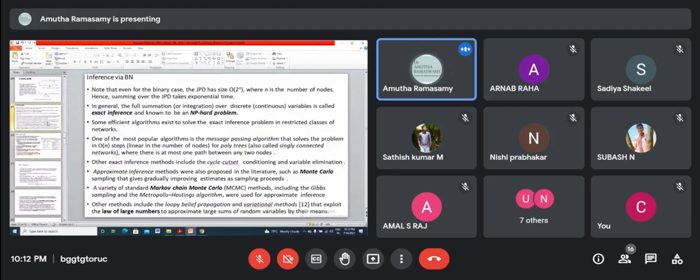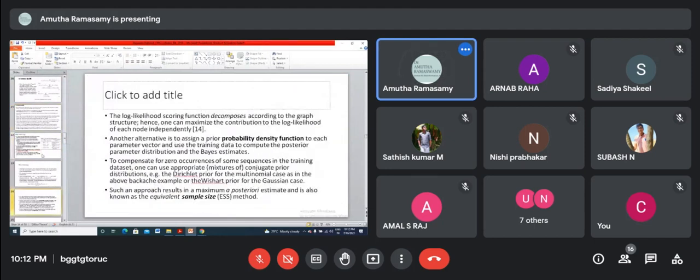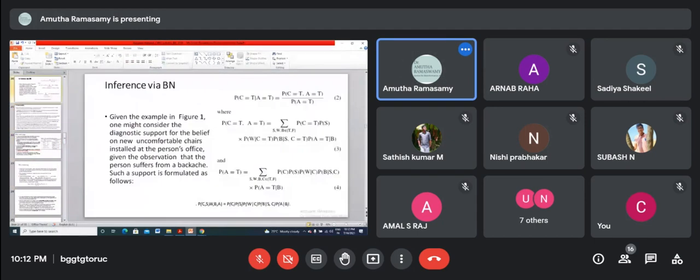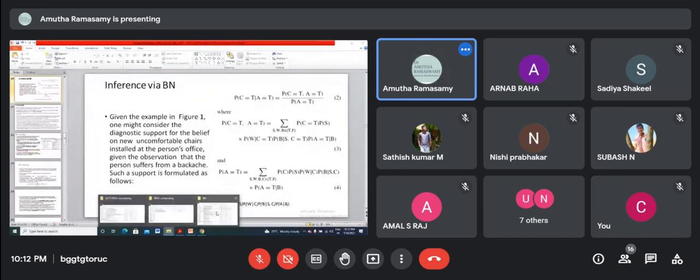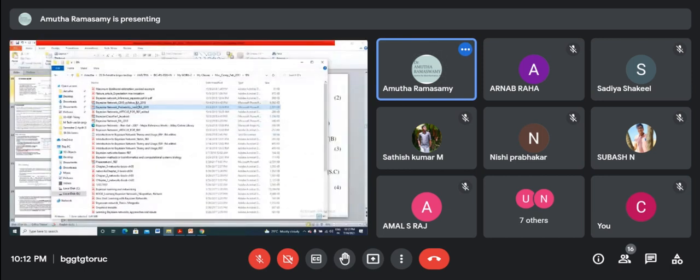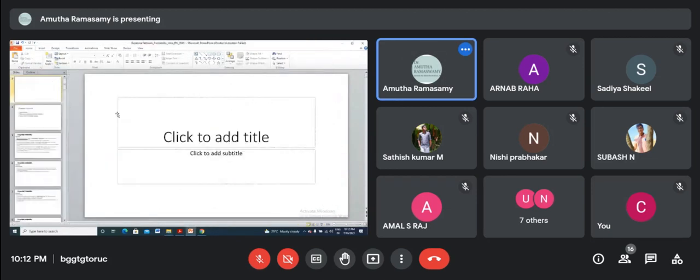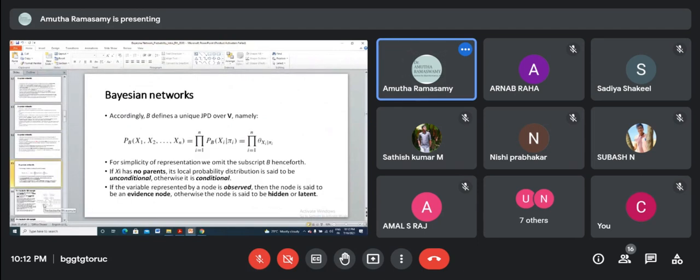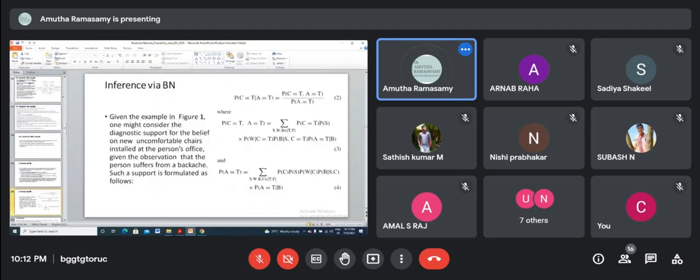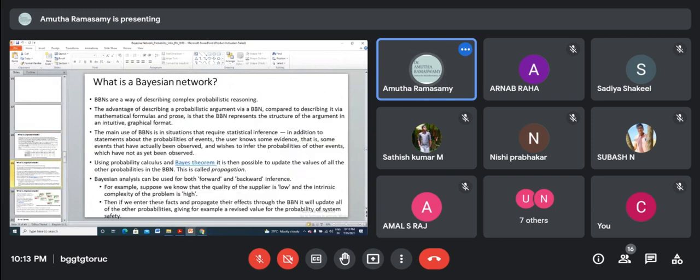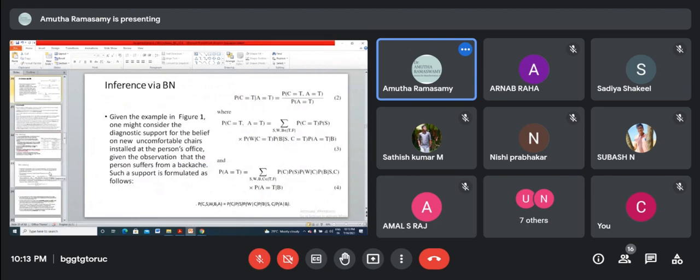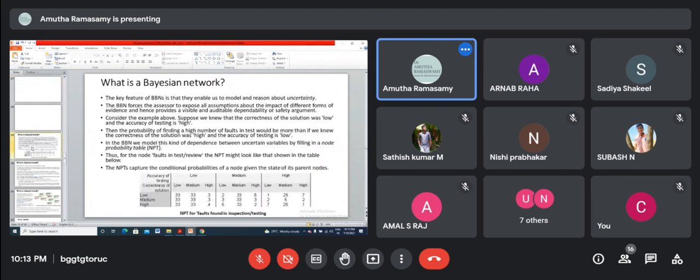I think some slide I am missing. Just 1 minute. Probability. There should be some slides. Okay, that is on the back. Okay.